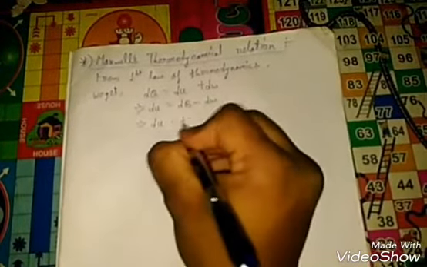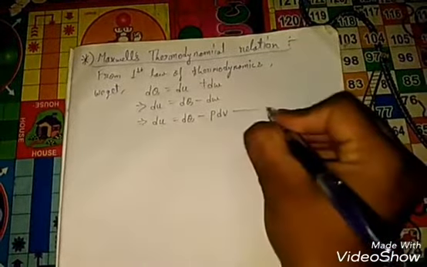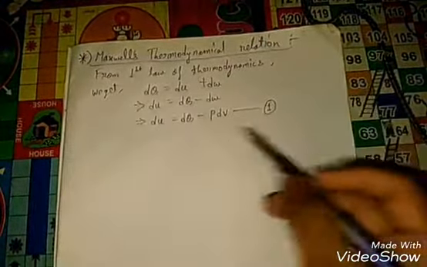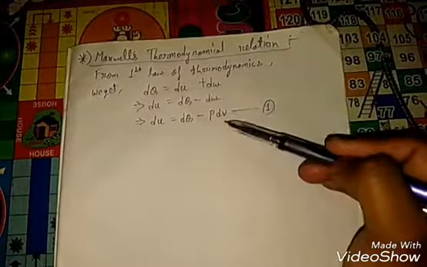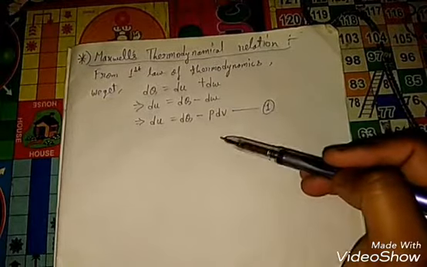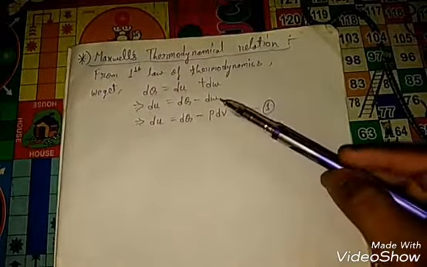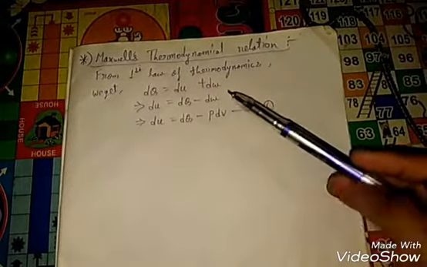Now we can modify this equation and write du is equal to dq minus dw. Also again we can write du is equal to dq minus pdv. We can give this equation as number 1. Now here dw is written as pdv because we know that work done is equal to pressure multiplied by volume. So here dw is equal to pdv.